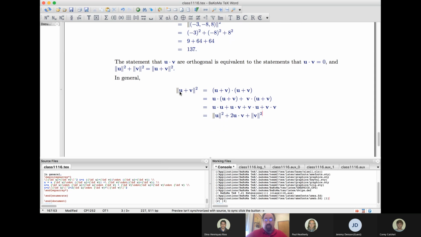So this is what you have in general. The length of a sum squared is equal to the sum of the lengths squared plus 2 times their inner product. So if the vectors u and v are orthogonal, then this term is 0, it goes away, and we're left with this.